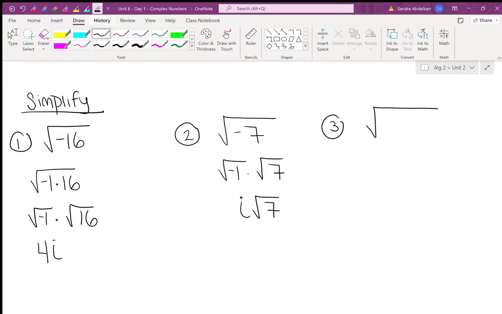What about the root of -12? Do we need to keep rewriting it into the root of -1 times the root of the number? No. We can immediately pull out the i. So now I have i root 12. But can I simplify the root of 12? Absolutely. The root of 12 is 2 root 3. So this is going to be 2i root 3.